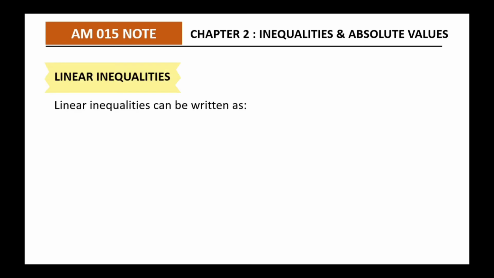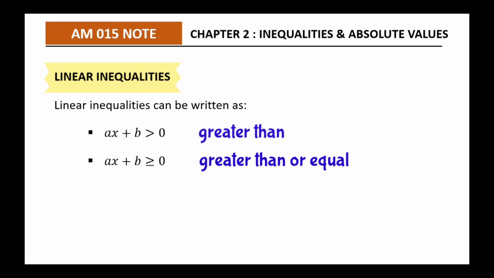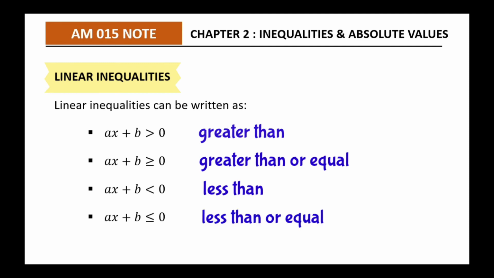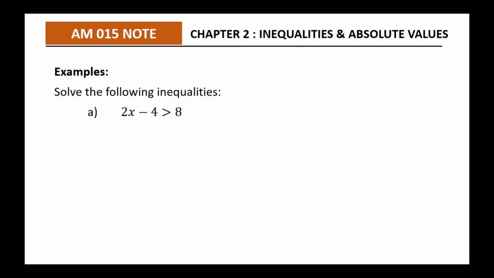Now we learn about linear inequalities. How to solve linear inequalities. Linear inequalities can be written as AX plus B greater than 0, AX plus B greater than or equal to 0, AX plus B less than 0, and last one, AX plus B less than or equal to 0, with A and B being real numbers and A cannot be 0. Example, solve the following inequalities.